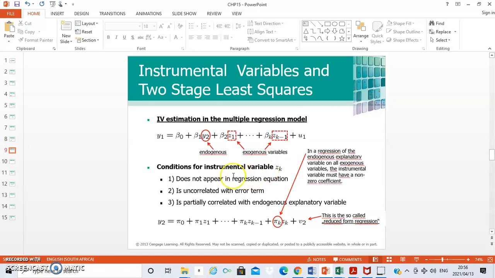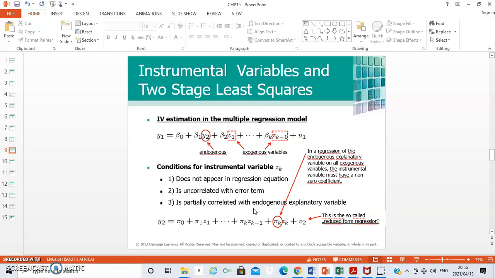And so that's why we can say the conditions the instrumental variable should fulfill are that it must not appear in the regression equation, it must not be correlated with the error term, and it must be partially correlated with the endogenous explanatory variable. But now we have seen that if it's related to the endogenous explanatory variable, and the explanatory variable has a correlation with the error term, then you have a problem of endogeneity.